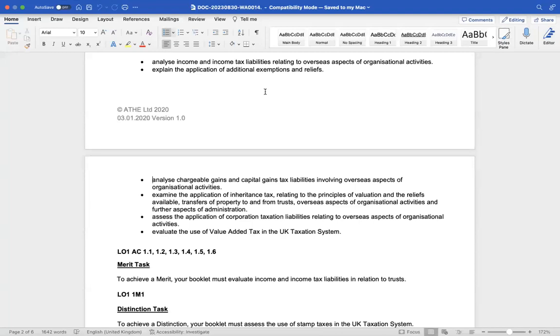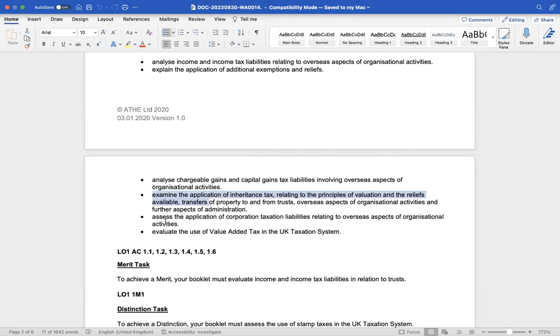And then examine the application of inheritance tax. Here is talking about inheritance tax. So when you come here, you need to explain the principles of valuation for assets subject to inheritance tax. Describe the available reliefs and exemptions under inheritance tax law. You can discuss how transfers of property to and from trust impact inheritance tax liabilities. Also, you can provide examples to illustrate the calculation of inheritance tax.